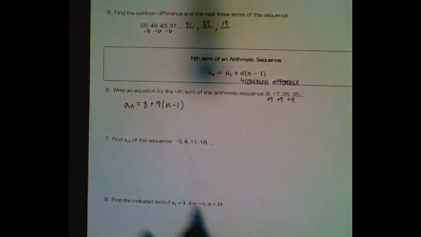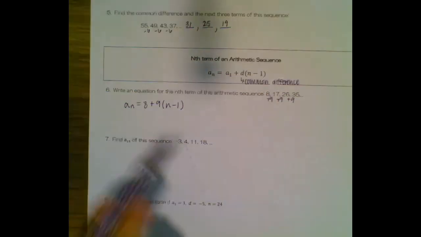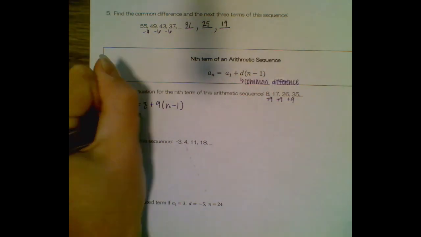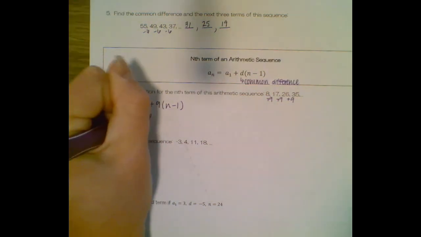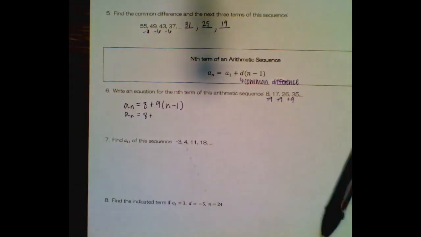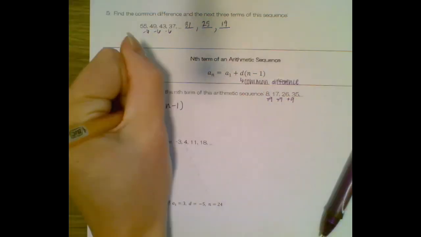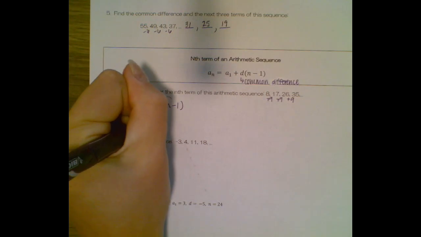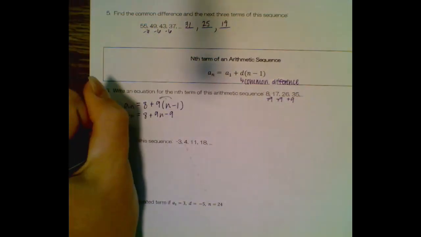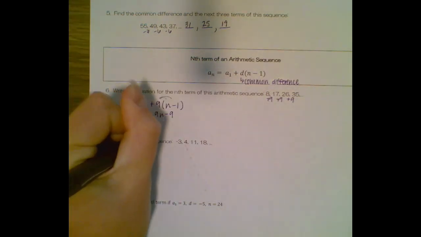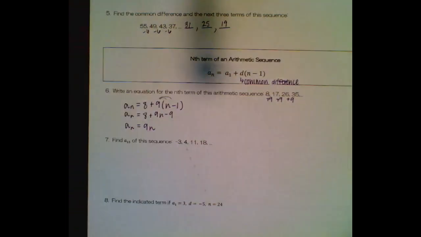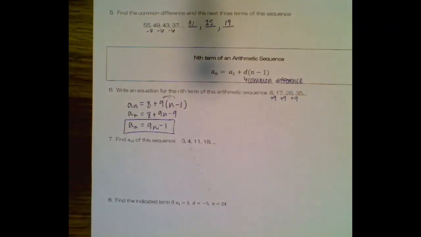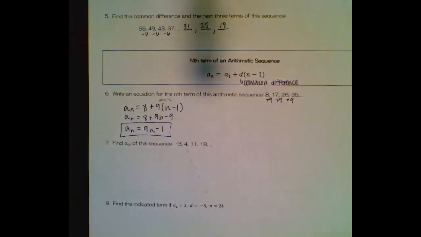So this would be the setup, but you guys can go ahead and simplify this to get a nice pretty equation. So a sub n equals 8 plus, we can distribute the 9, so you get 9n minus 9. And then you're just going to combine your like terms. So 9n, 8 minus 9 is -1. So that would be your equation for the nth term of this arithmetic sequence.